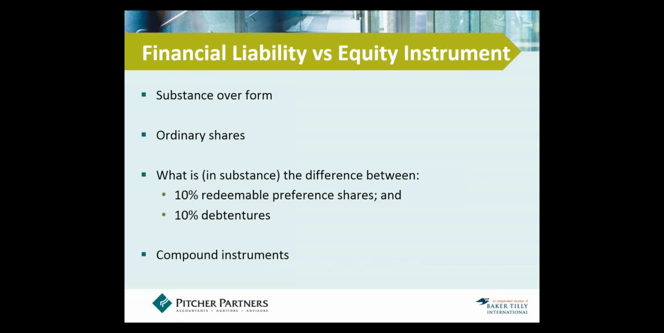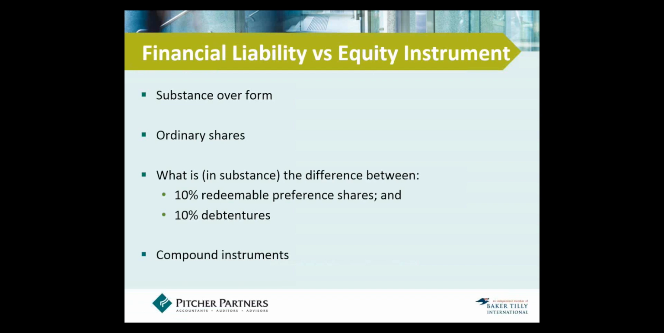And then AASB 132 gives us rules on how do we split our compound instrument into a financial liability and an equity instrument, and what is the treatment after that. So a compound instrument, the financial liability would be the net present value of what we expect to pay in future, and the balancing figure would be our equity instrument. Our equity instrument would never be restated going forward. However, the financial liability will be remeasured at every reporting date.